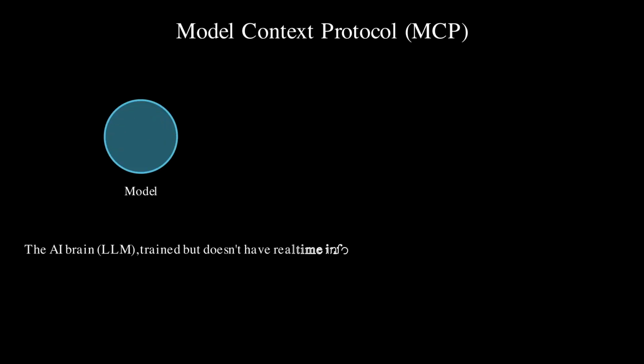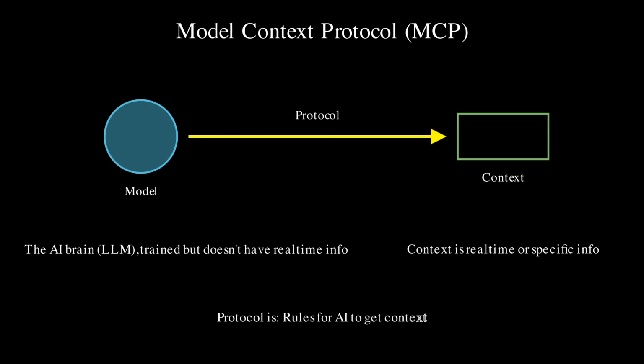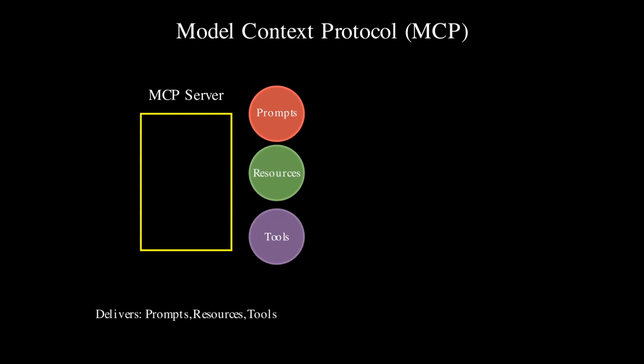First, the model is the AI brain, an LLM trained on vast datasets. However, it doesn't have real-time information on its own. That's where context comes in. Context is real-time, external data that enriches the AI's understanding, enabling more accurate responses. Lastly, we have the protocol, a set of defined rules that govern how the model interacts with the context and executes commands. Now let's explore MCP server features.